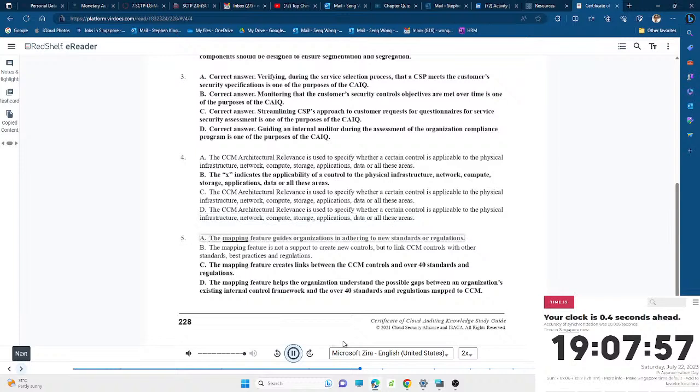5A. The mapping feature guides organizations in adhering to new standards or regulations. B. The mapping feature is not a support to create new controls, but to link CCM controls with other standards, best practices, and regulations. C. The mapping feature creates links between the CCM controls and over 40 standards and regulations. D. The mapping feature helps the organization understand the possible gaps between an organization's existing internal control framework and the over 40 standards and regulations mapped to CCM.